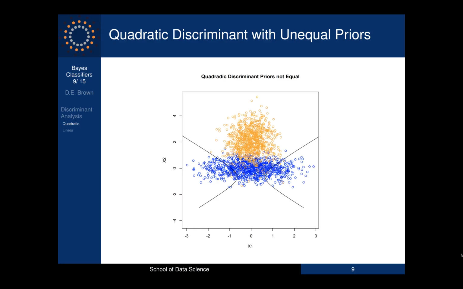In the case where the priors are not equal, we get a solution that turns out to be a hyperbola. In this case, we're going to pick orange if it's between these two hyperbola, and within that region between them, we pick orange. So it goes right through the center of the blue, and we still are picking orange because it's more likely. The priors are saying it's much more likely to occur.